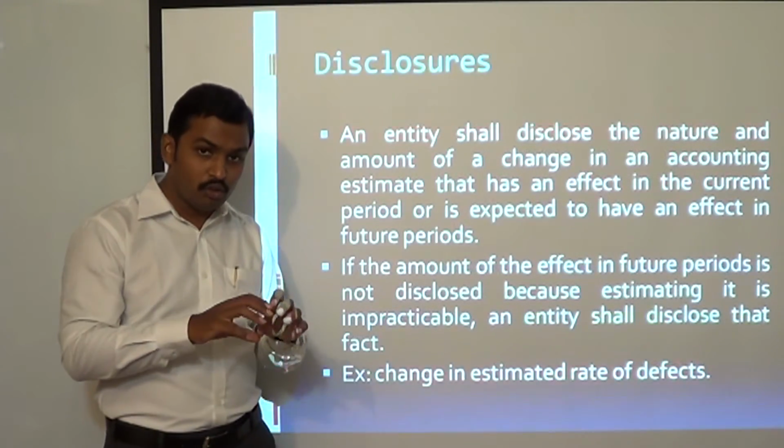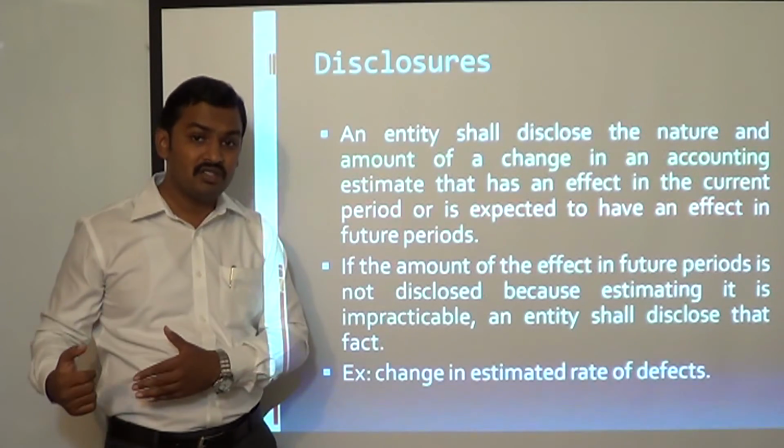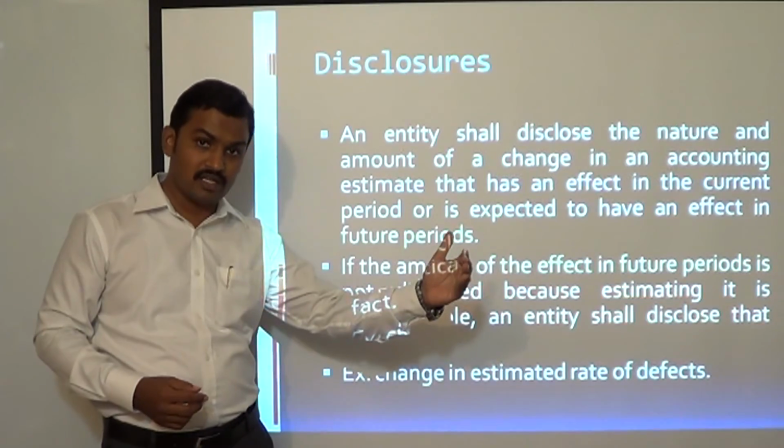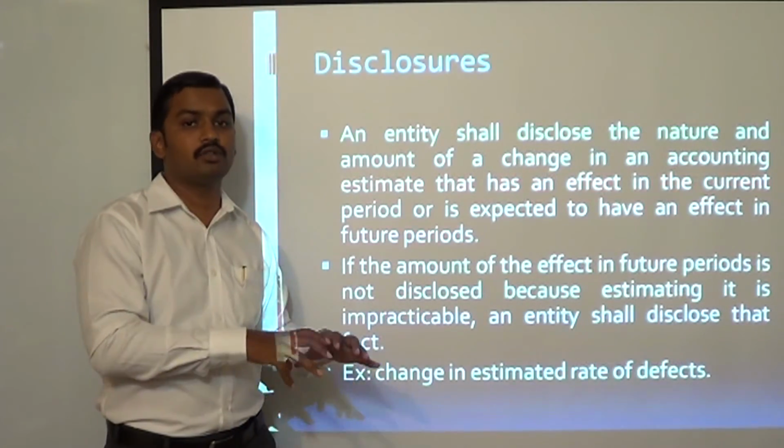So in such cases, we are just going to disclose the fact that the estimated defects rate has been changed from 2% to 5%, and it may have an impact on future provisions as well, but which cannot be estimated today. So we are not able to estimate the amount, we are not going to disclose it.